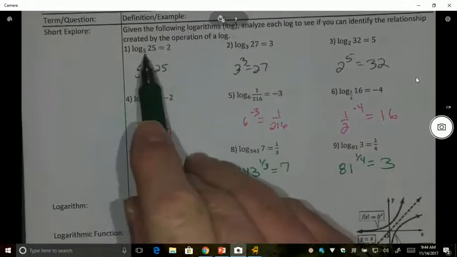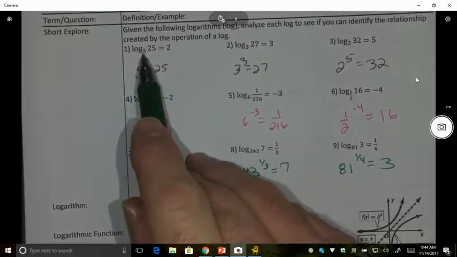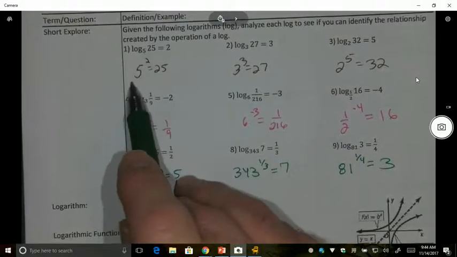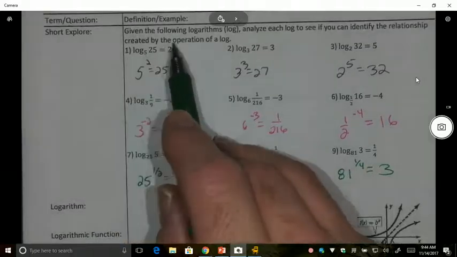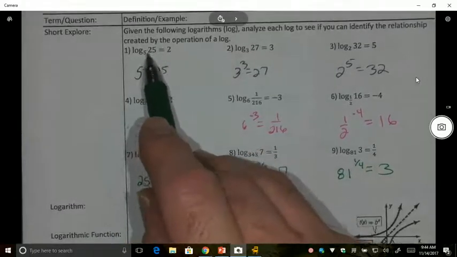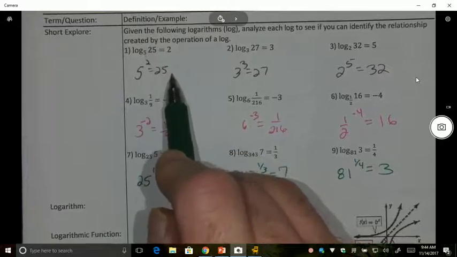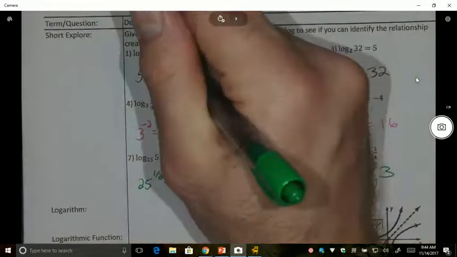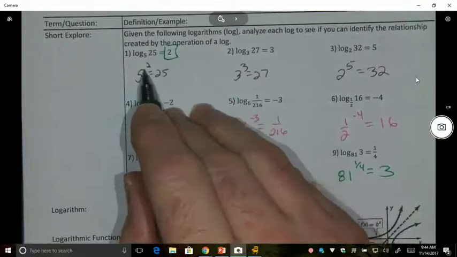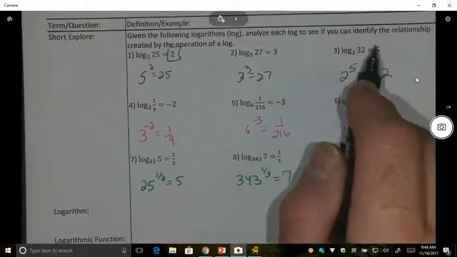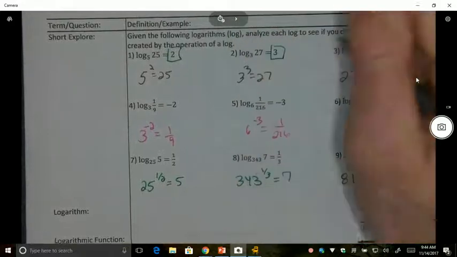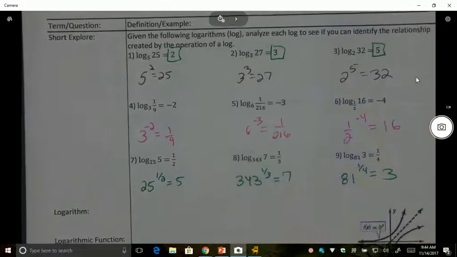This 5 right here is the what? Base. It's the base of the logarithm and the base of the exponential expression. This is our exponent, and this is the answer to the exponential. Now, this exponent is the answer to the logarithm. Notice that all of these answers were positive whole numbers.